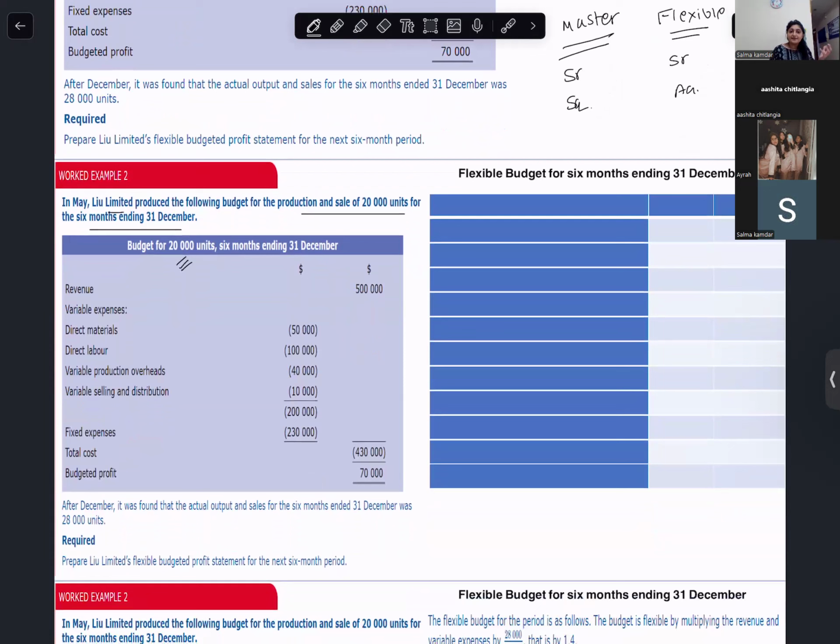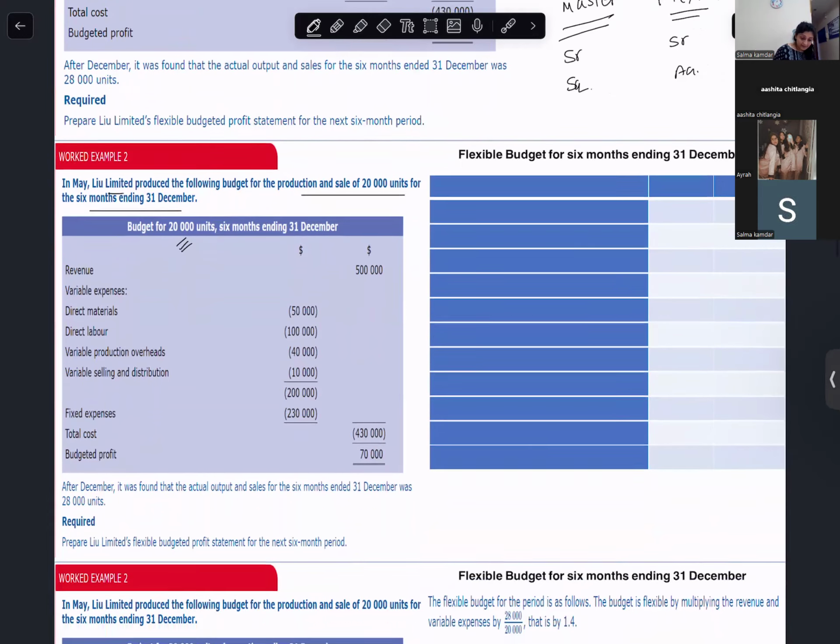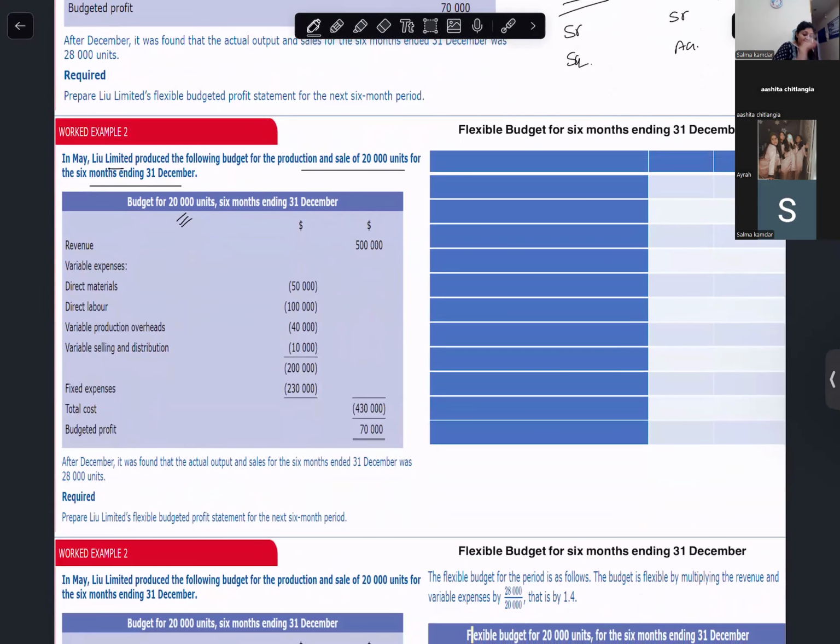Budget can be a standard budget. Budget can be a flexible budget. Flexible budget is always mapped to the actual quantity. And budget can also be your actual budget, where you have your actual revenue and you have your actual expenses.